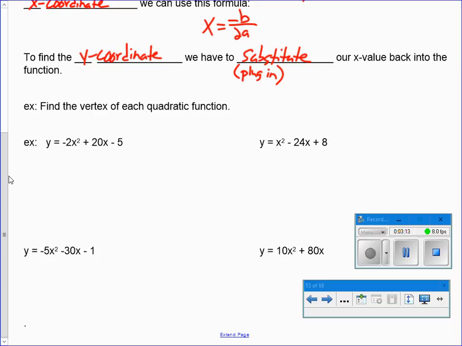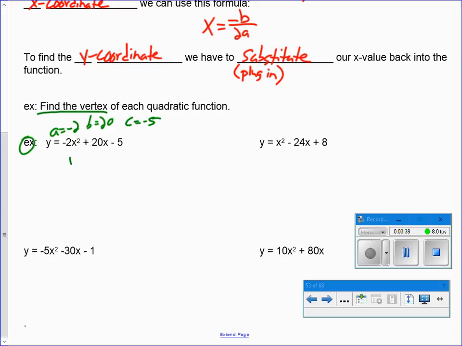We'll do two of these example problems so you can get an idea of what this looks like. Find the vertex of each quadratic function. The first one, see, it's already in standard form. I can tell you that a is negative 2, b is 20, and c is negative 5. For the vertex, we don't have to use c. We really just need a and b.